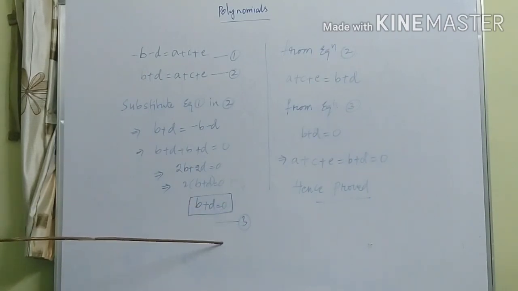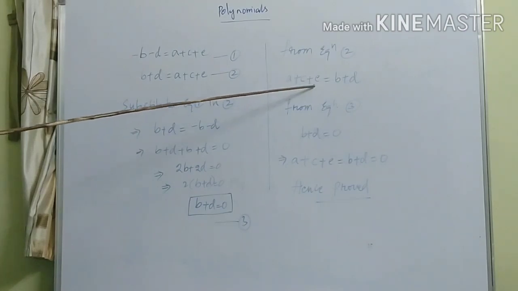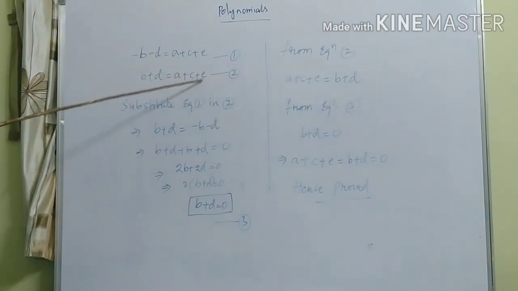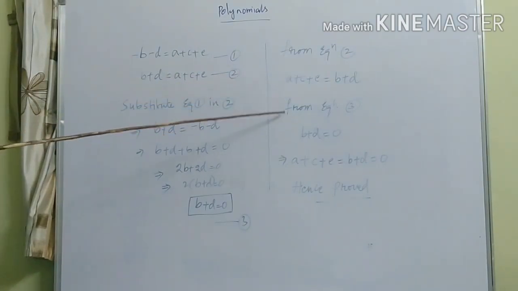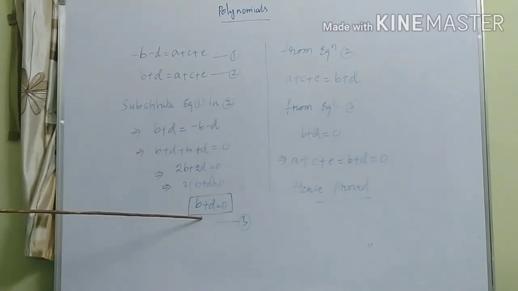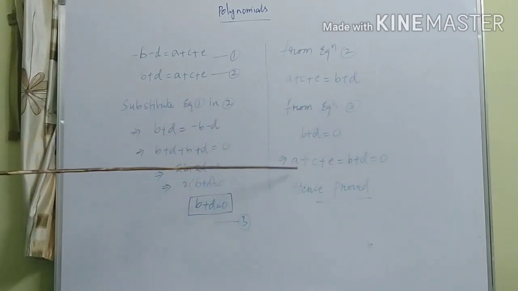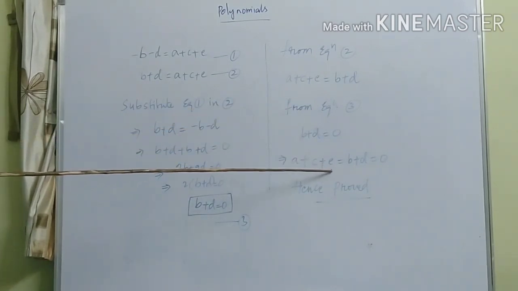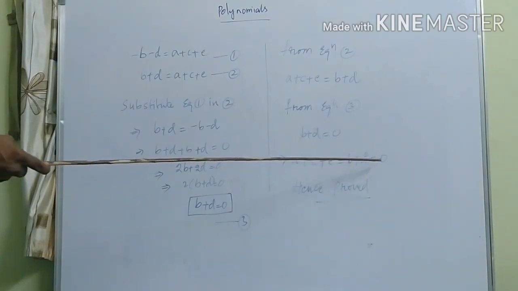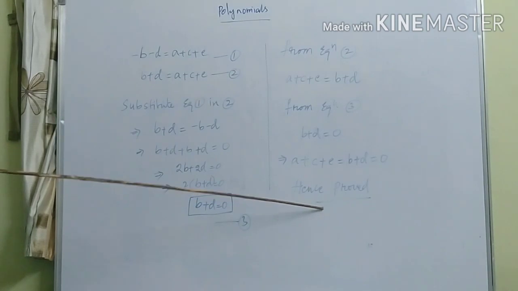This is equation 3. From equation 2, a plus c plus e is equal to b plus d. This is equation 2. From equation 3, b plus d is equal to 0. This is equation 3. So here we can conclude that a plus c plus e is equal to b plus d is equal to 0. Hence proved.